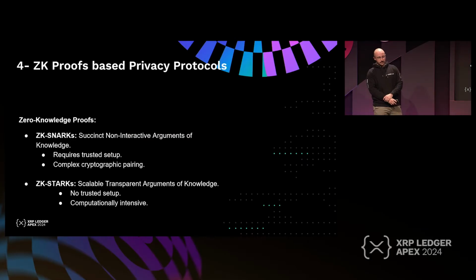Thank you, Thomas. So here I'm going to explain how we can implement privacy on the XRP Ledger, mainly through technologies such as ZK proofs. There are actually two types of ZK proofs, ZK-SNARKs and ZK-STARKs. SNARKs stand for succinct non-interactive arguments of knowledge. They require what we call a trusted setup. So we have a trusted third party which will share some big numbers, basically, between the other parties.